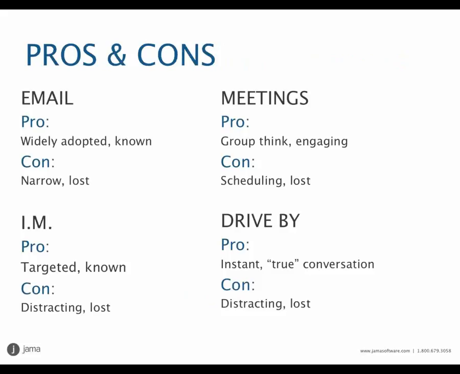Email, as we've discussed, is widely adopted. It's known. It just exists in every single organization. Nobody even thinks about email not existing. It's pervasive. The problem is that it's incredibly narrow in terms of its ability to collaborate as a collective, as a group. I send an email, I might send it to 5 folks, and those folks are now stuck on the reply-all chain. It's not a true conversation.